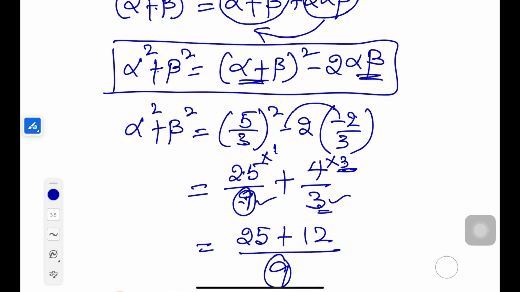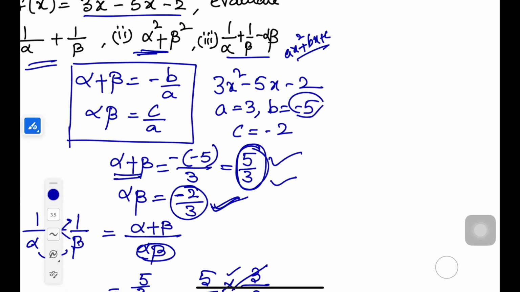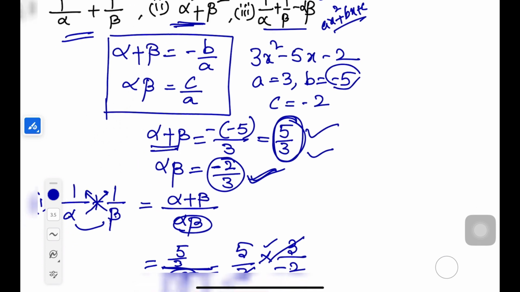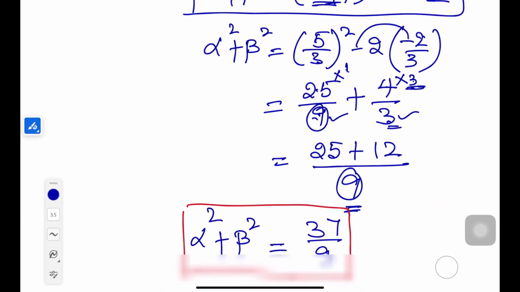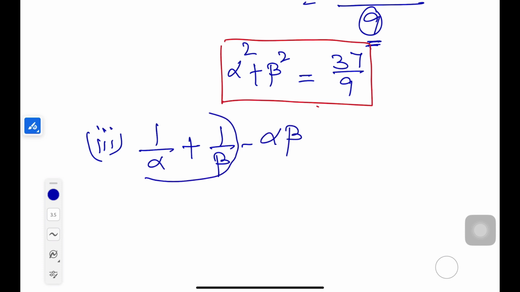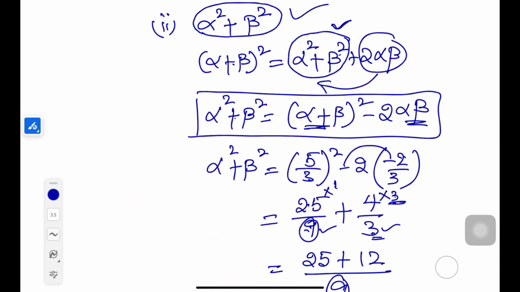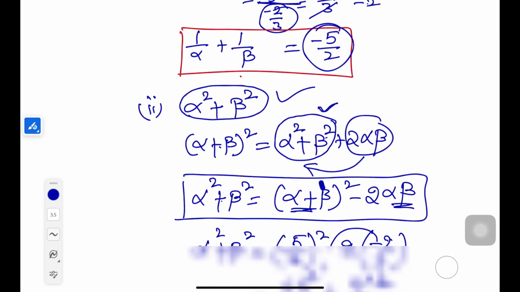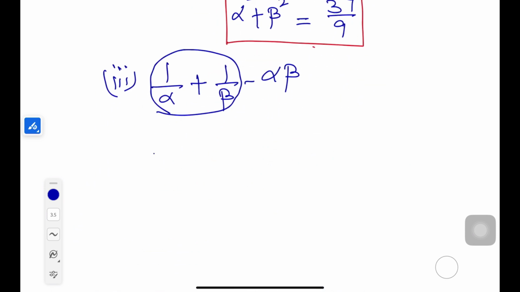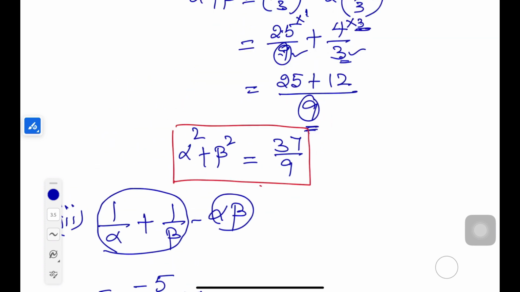Fine. Now let us see the last bit. The third question here they have given us: find 1 by alpha plus 1 by beta minus alpha beta. So this is quite easy. Children, already 1 by alpha plus 1 by beta we have found out, right? First bit is that only. So use this value. We got 1 by alpha plus 1 by beta is -5/2. So put here -5/2 minus alpha beta, the product of zeros.